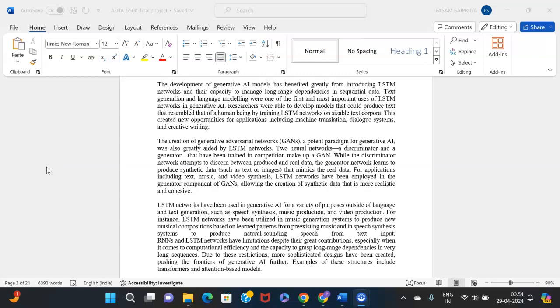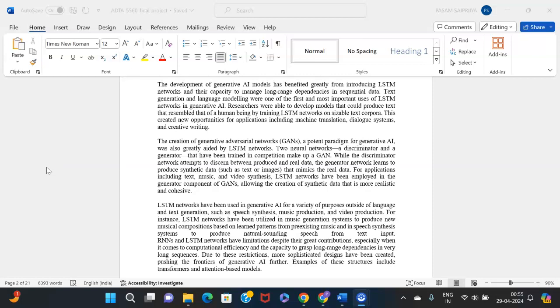The creation of generative adversarial networks, a potent paradigm for generative AI, was also greatly aided by LSTM networks. A GAN is made up of two neural networks, a discriminator and a generator, that have been trained in competition. While the discriminator network attempts to discern between produced and real data, the generator network learns to produce synthetic data, such as text or images, that mimics the real data.